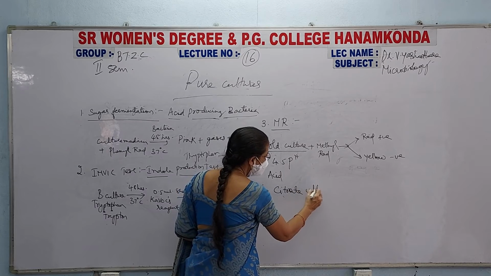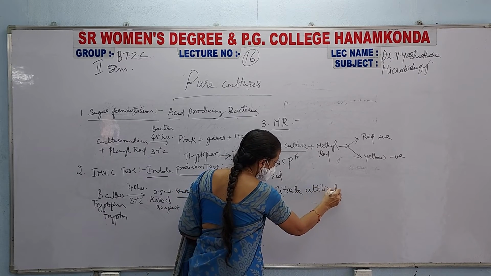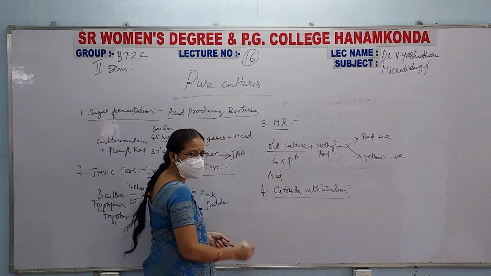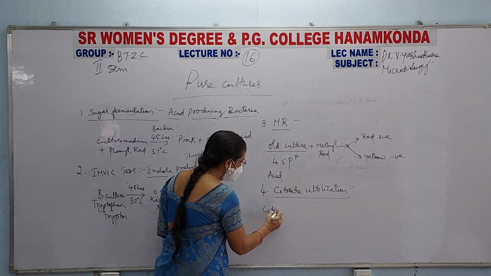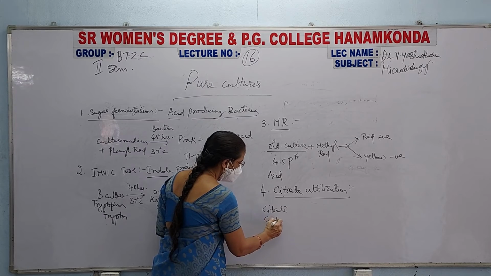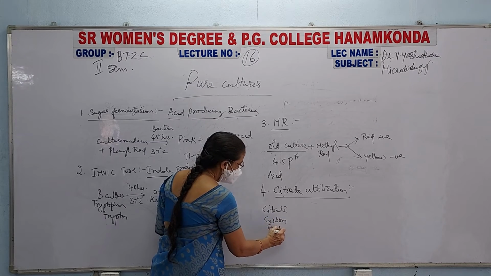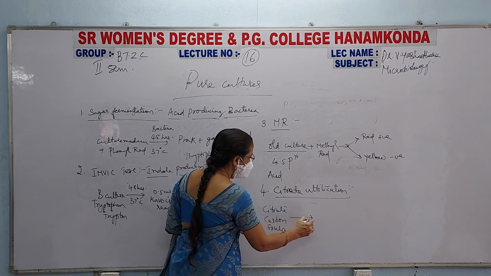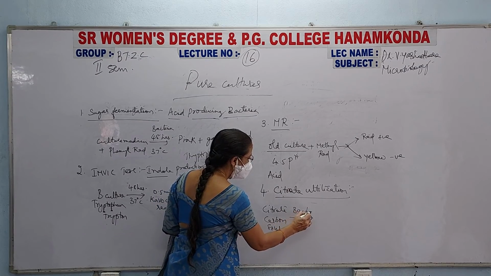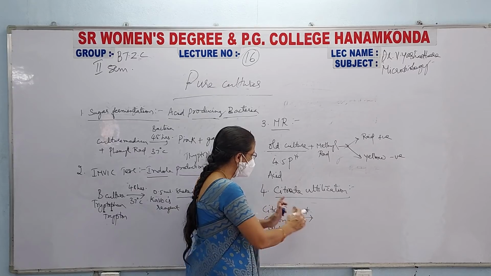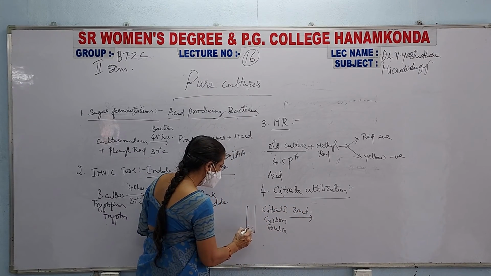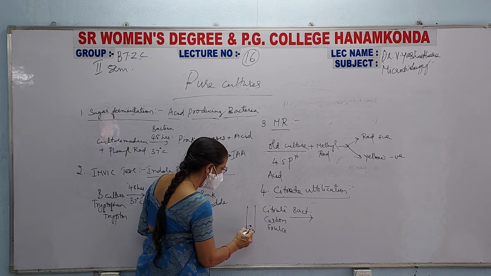Citrate utilization test. What is the citrate utilization test? See here. In the citrate utilization test, you take citrate as a carbon source in the culture medium. Now you inoculate bacteria and leave it aside. Suppose this is your citrate medium and you have inoculated bacteria.